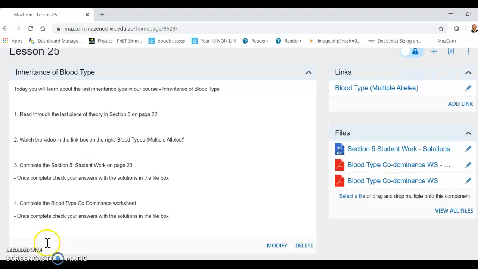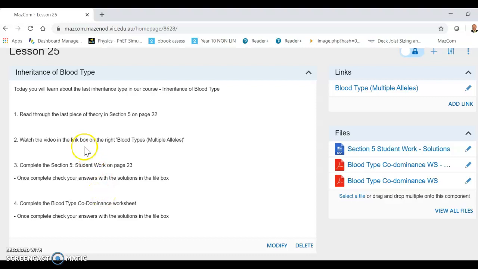And then finally, a little bit more practice on codominance. Remember, that's when two traits are equally likely to occur. So we use both capital letters. We'll have what's called roans, the black and white cows and so forth. So there's a worksheet, and one of those, of course, is the solution. And that'll be it for today.